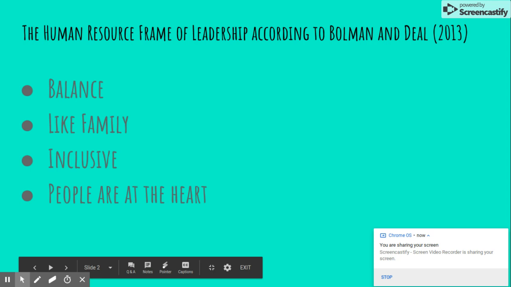It was also a very inclusive type of leadership framework where they really wanted people to be at the center in their inputs and advice. Because after all, people are at the heart of everything that goes on in what we do.